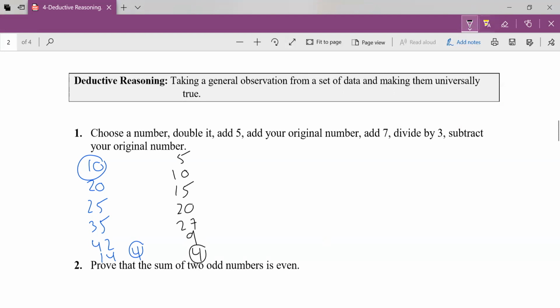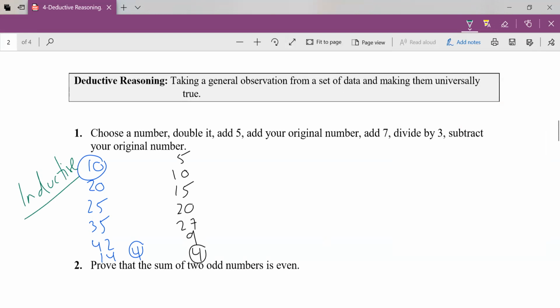If I was to make a conjecture, I'm going to say that no matter what number I choose, I'm going to end up with 4 as my answer. This is, again, inductive. I've got an example, and I'm just seeing what pattern comes out. I make a conjecture. That's inductive reasoning.